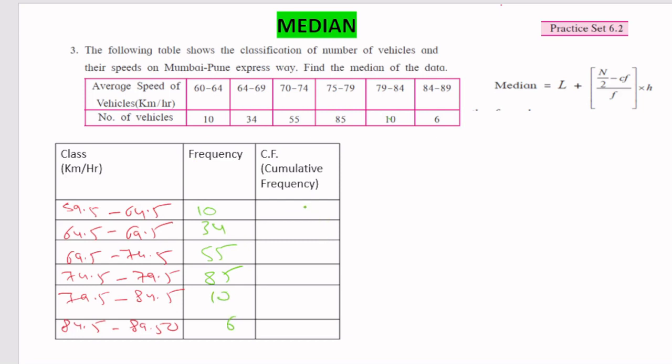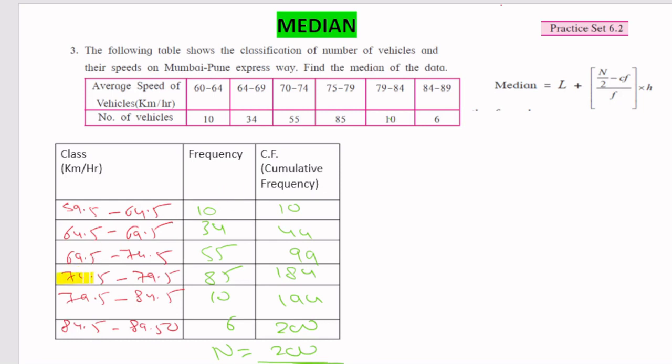Now find the cumulative frequency quickly. So 10 plus 34, 44, 44 plus 55, 99, 99 plus 85, 184, plus 10, 194, plus 6, 200. Your total frequency n is 200. Now we have n 200, right? N by 2 is how much? 100.